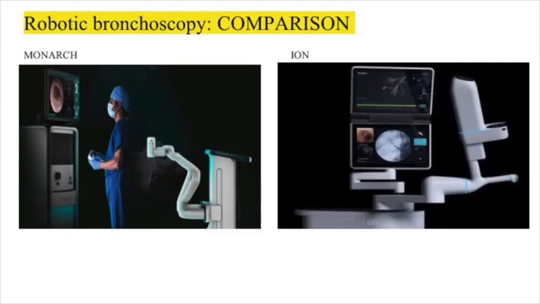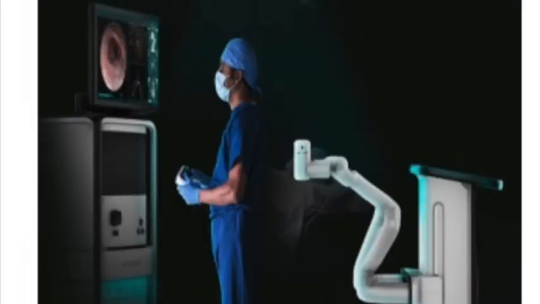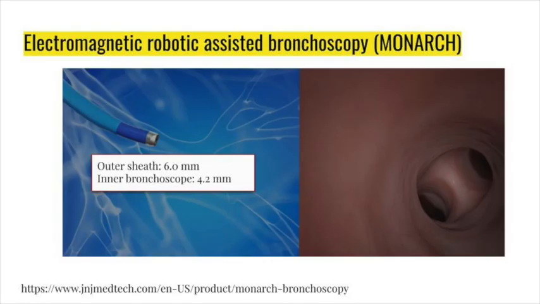The second robotic bronchoscopy system is called the MONARCH system, as you can see in the left-side picture. In this system, the bronchoscopist has a hand controller to control the robotic arms. The two robotic arms are attached to the console, and these robotic arms will control the catheter and the bronchoscope. And then there will be a separate tower with the monitor. There is also an electromagnetic field generator, which is not shown in this picture. This robotic system uses electromagnetic navigation.